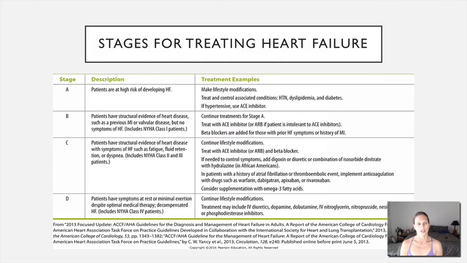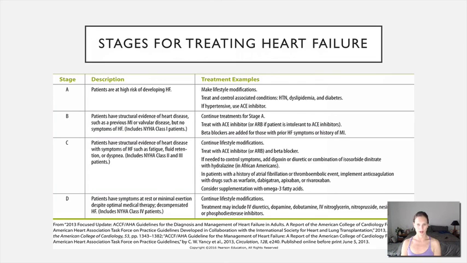Once we progress to stage B, someone has some evidence of heart disease, like they've had a heart attack or there's some kind of valve disease, but they don't have symptoms of heart failure yet. So we stick with what's going on in A, and if you have not yet put in a drug, you'd probably put in a drug. You can see we've got ACE inhibitors again. The ARBs are very similar to ACE inhibitors. We'll talk about those later.